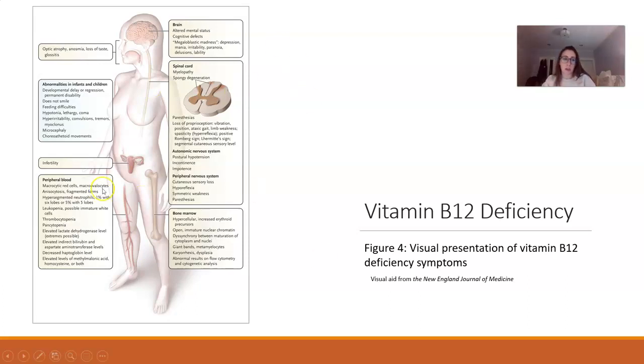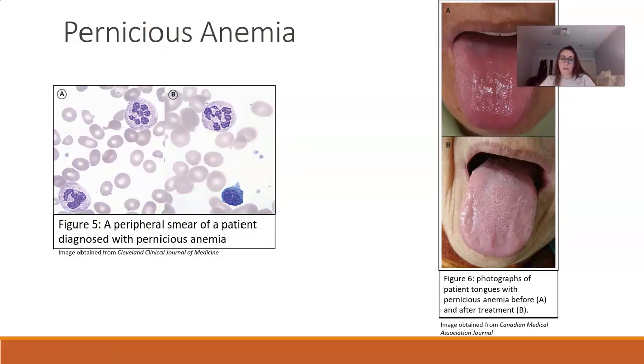Here are just some vitamin B12 symptoms which align with our patient's, especially the nervous system symptoms, as well as some of the bone marrow findings, and the rapid heartbeat and things of that nature. Vitamin B12 is vital to the process of DNA synthesis, and it is involved in purine synthesis. Vitamin B12 deficiency impairs purine metabolism due to some of the pathways involved.